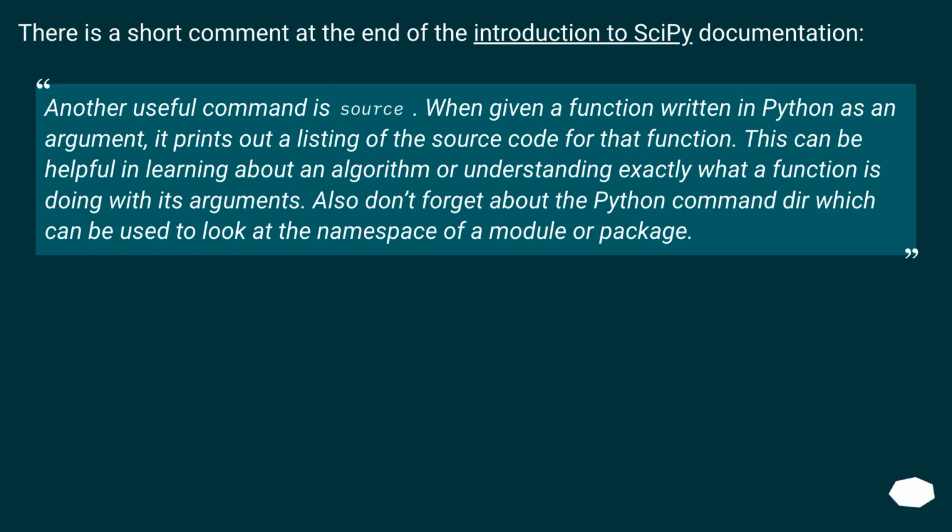There is a short comment at the end of the introduction to the SciPy documentation. Another useful command is source. When given a function written in Python as an argument, it prints out a listing of the source code for that function. This can be helpful in learning about an algorithm or understanding exactly what a function is doing with its arguments. Also, don't forget about the Python command dir, which can be used to look at the namespace of a module or package.